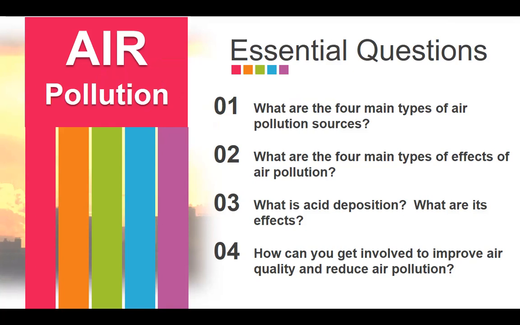Number one, what are the four main types of air pollution sources? So we'll look at where the air pollution comes from, and then we'll talk about how it impacts things. Number two, what are the four main types of effects of air pollution? So now we've got air pollution. What are the outcomes? What things happen as a result of that?